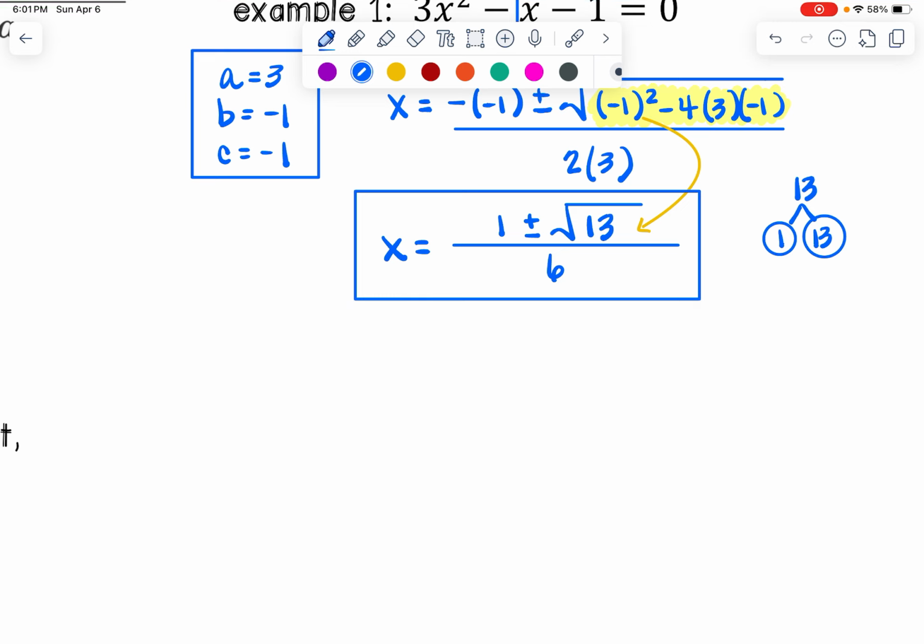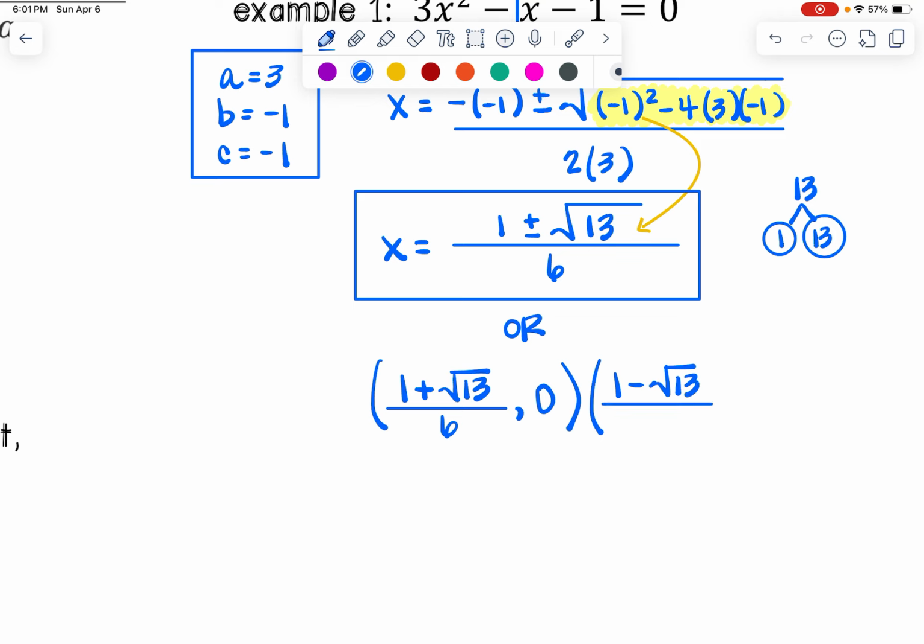If you want to, we could also write this as, and I know this is going to look kind of crazy, 1 plus the square root of 13, because my first answer is using the plus sign, divided by 6, comma 0, right? Remember that's an x-intercept. And then my other solution is 1 minus the square root of 13, all divided by 6, comma 0. Right? And so those are my 2 solutions.